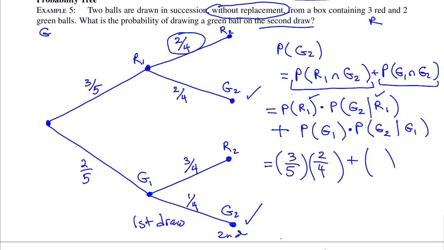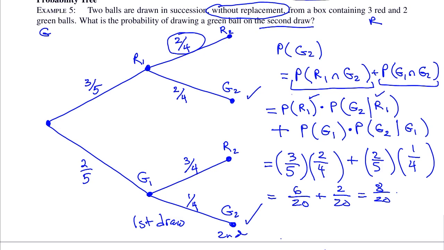That's this piece and this piece. Plus, what is the probability of green 1? The probability of getting to here is 2/5. And what is the probability of getting to green 2 from green 1? 1/4. Add these together. 6/20 plus 2/20 is 8/20, which simplifies to 2/5.